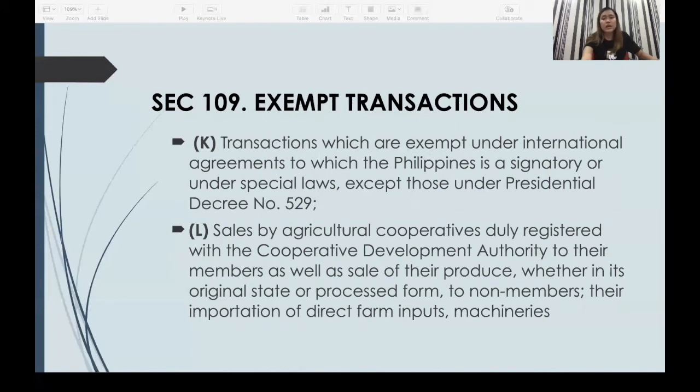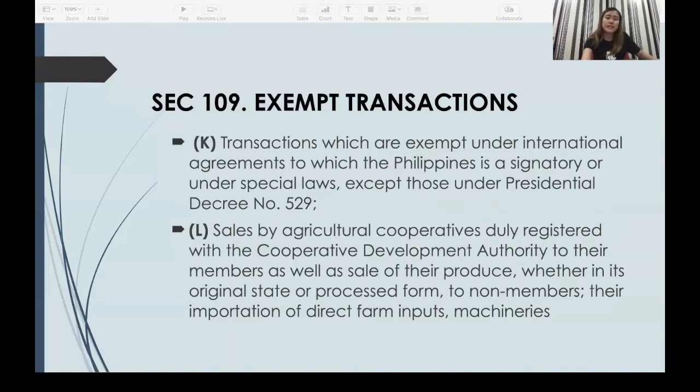Next is transactions which are exempt under international agreement to which the Philippines is a signatory or under special laws, except those under Presidential Decree number 529. Sa pagkakaintindi ko, VAT exempt siya kasi napagkasunduan. It was an international agreement or treaty na VAT exempt siya. So, bakit siya VAT exempt? Or bakit VAT exempt yung transaction? Simply because nasa international agreement siya or sa treaty.